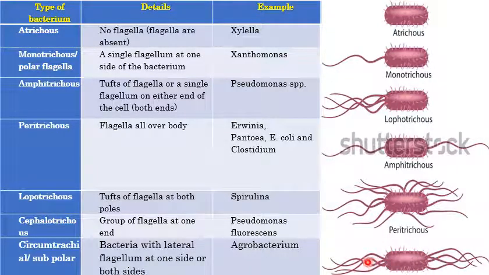A tuft of flagella present on both poles is called lophotrichous. Here, cephalotrichous: cephalo means a group of flagella present on one end. Actually, here they are wrongly placed. This one is lophotrichous, and that one is cephalotrichous.